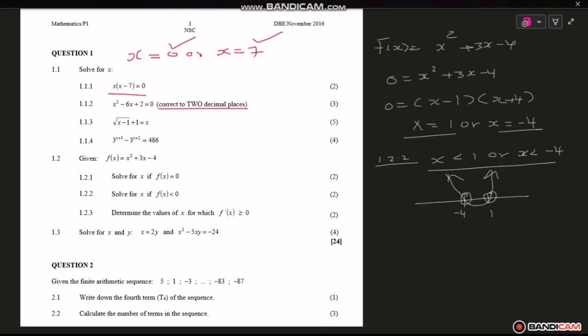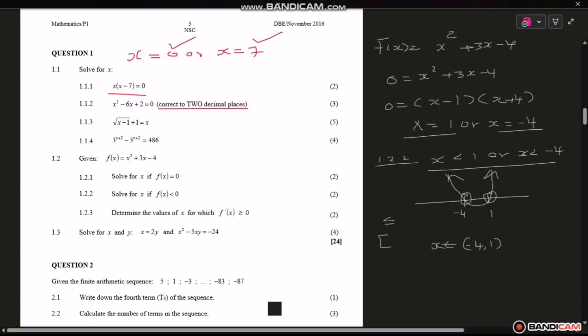Then we can actually write this in another form. We can say x is an element of the interval from negative 4 to positive 1. You are done. I hope it makes sense. Very, very important: if you are given something like this, we're going to use square brackets. Why? Because of the equal sign. I hope you can see the difference.